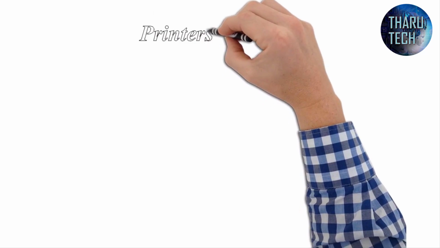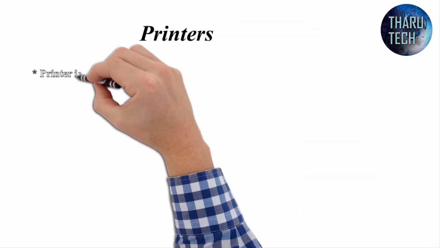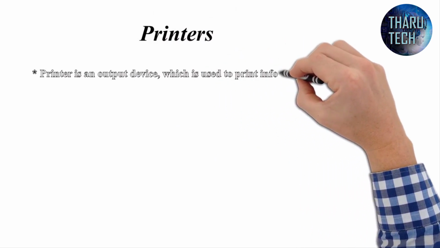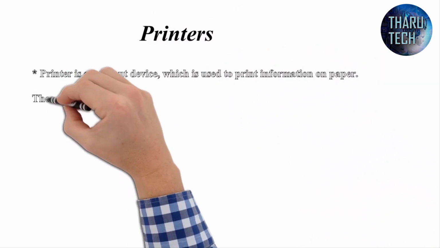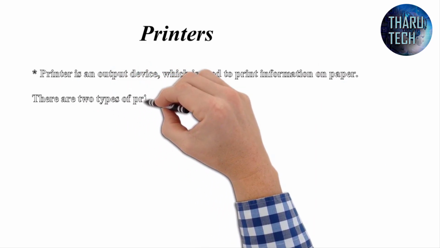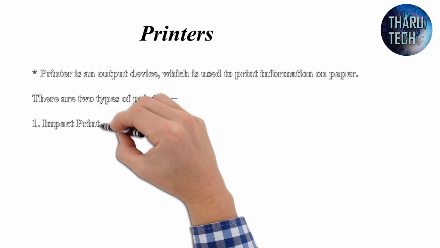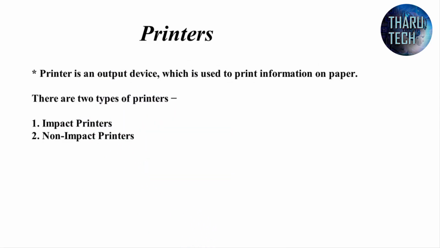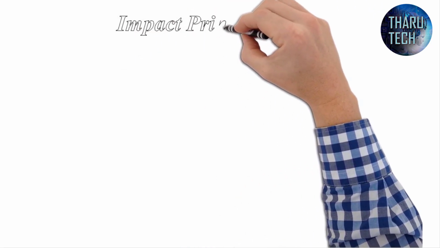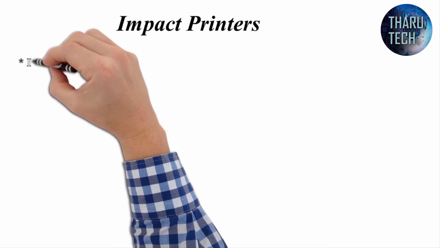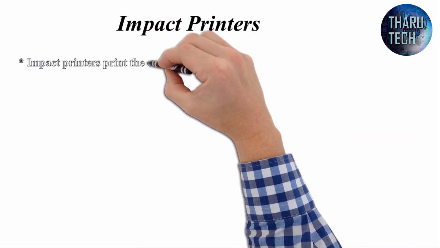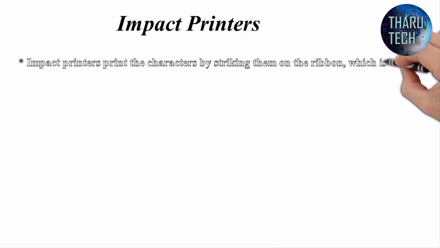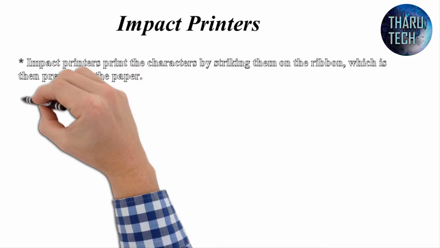Printers. A printer is an output device, which is used to print information on paper. There are two types of printers: Impact printers and Non-impact printers. Impact printers print the characters by striking them on the ribbon, which is then pressed on the paper. These printers are of two types: character printers and line printers.